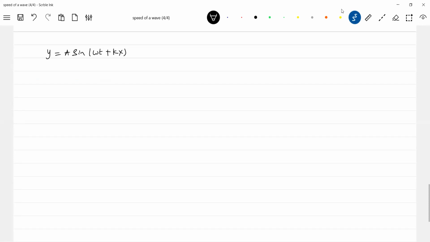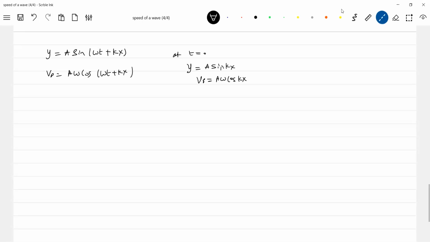if a student writes like this, let me differentiate. This will be a omega cos omega t plus kx. At t equal to 0, y equal to a sine kx. Speed of this will be a omega cos kx. Put t equal to 0. Then in what direction should the wave propagate?